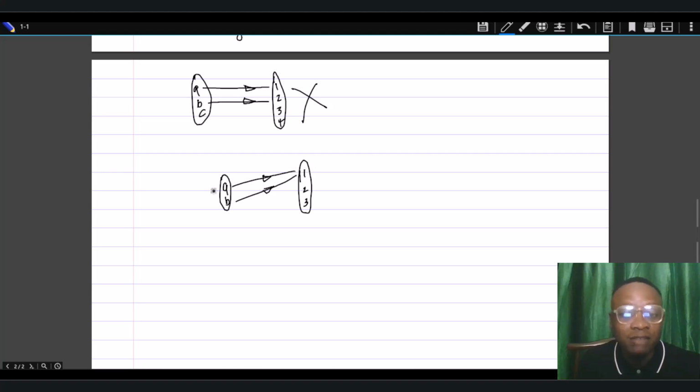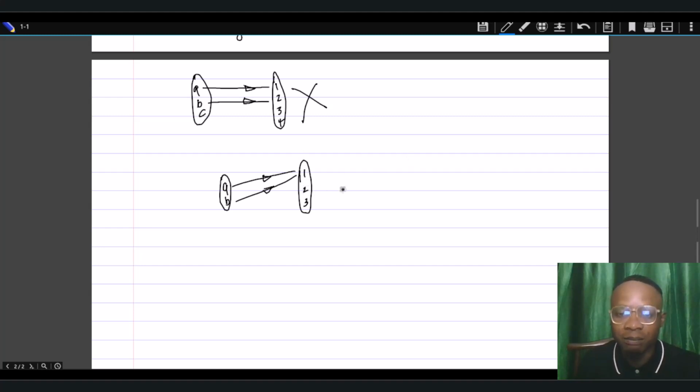What is important is that every element in this domain has an element associated with it in the codomain. So this is one way to define a map between this set that contains only A and B and this set that contains 1, 2, and 3.